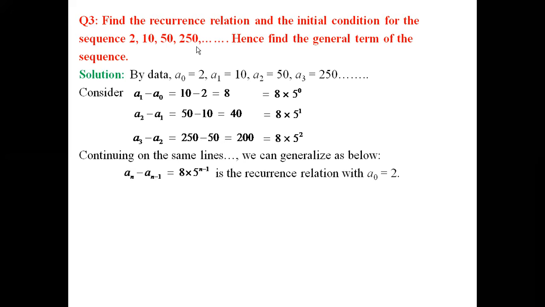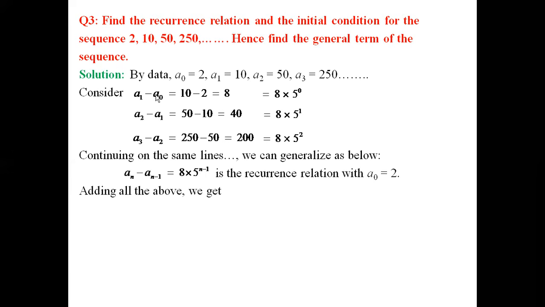From the given sequence, we had already written what the a naught value is, no? So that same a naught value has been rewritten here. This was our first part of the problem, that we need to find the recurrence relation along with its initial condition. Now let us proceed further to find the general term of the sequence.